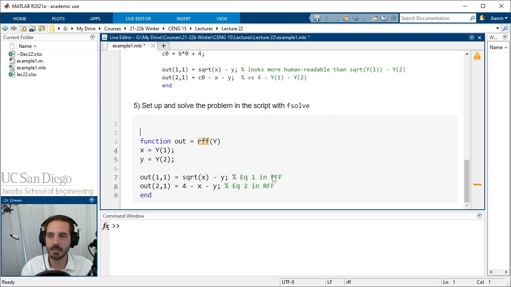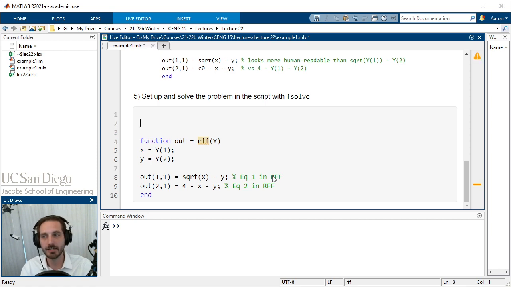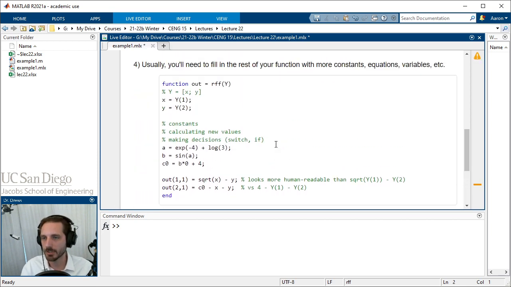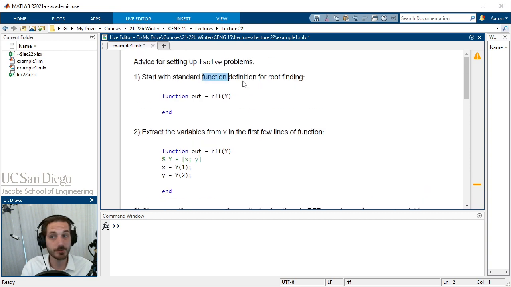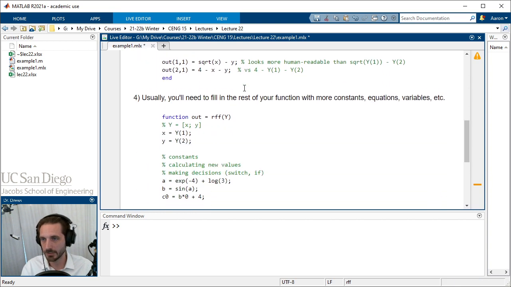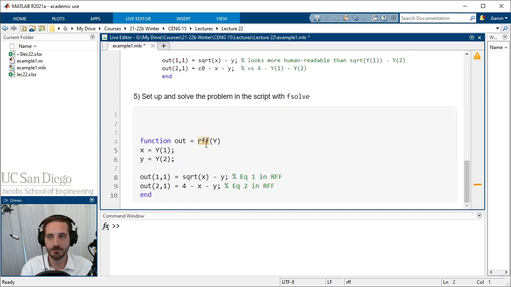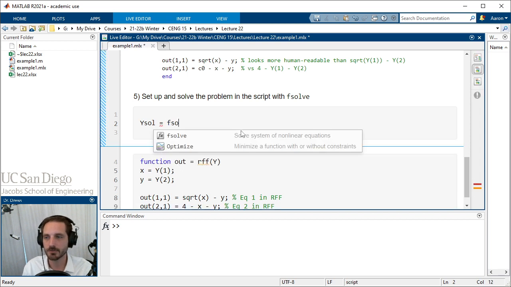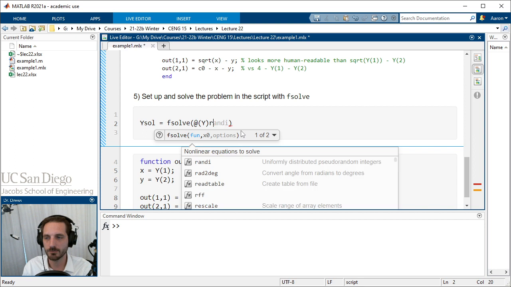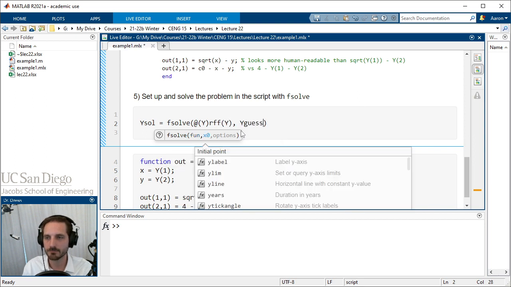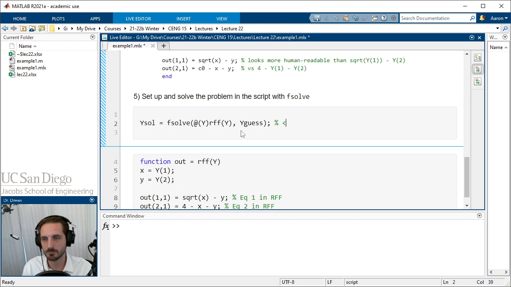But in order to use Fsolve, we can set that up as our standard definition for root finding. I shouldn't say standard definition, but a standard template that you can use whenever you want to solve these, which is that ySolve is going to be equal to Fsolve at y of my root finding function of y and yGuess. You can use this pretty much every time. It's always going to look like that, right?